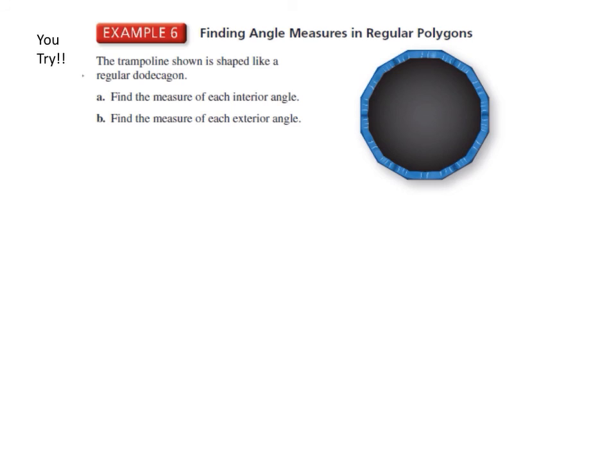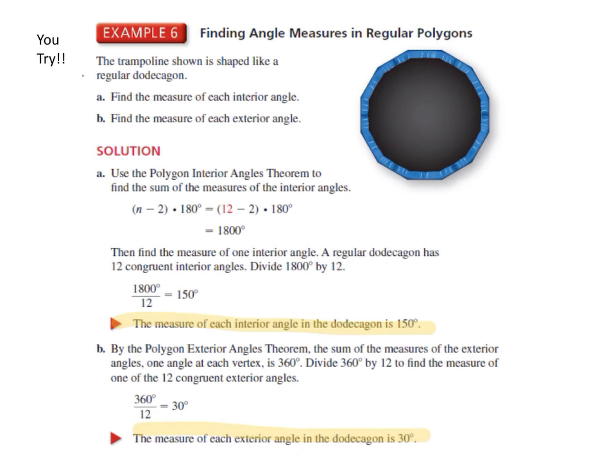All right, so take a minute to try these two on your own, putting it all together. This is our final example. All right, did you get 150 degrees for each interior and 30 for each exterior? If not, pause the video to look at all the explanation and see where you might have made a mistake.